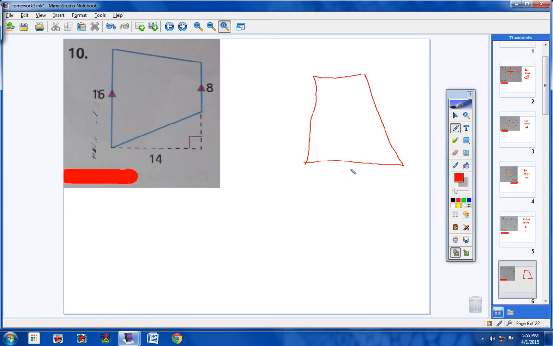This side here is 16 because of this number here. This side here is 8 because of this number here. This dotted line goes over and then comes down, and notice it's perpendicular. So this is my height right here. To find the area of this trapezoid, it's 1/2 times the height, which is 14, times the bases added together. I'm going to do that in my head. I'm going to get 24.